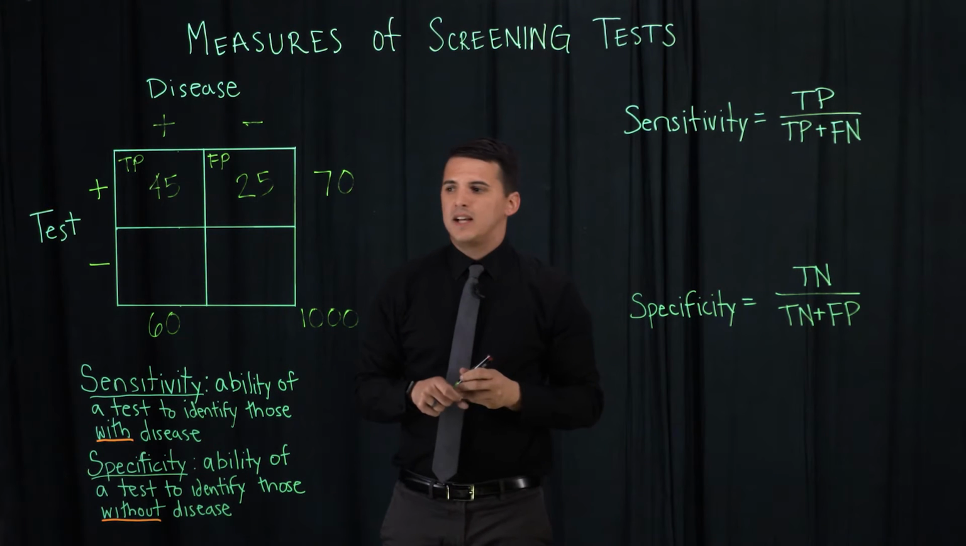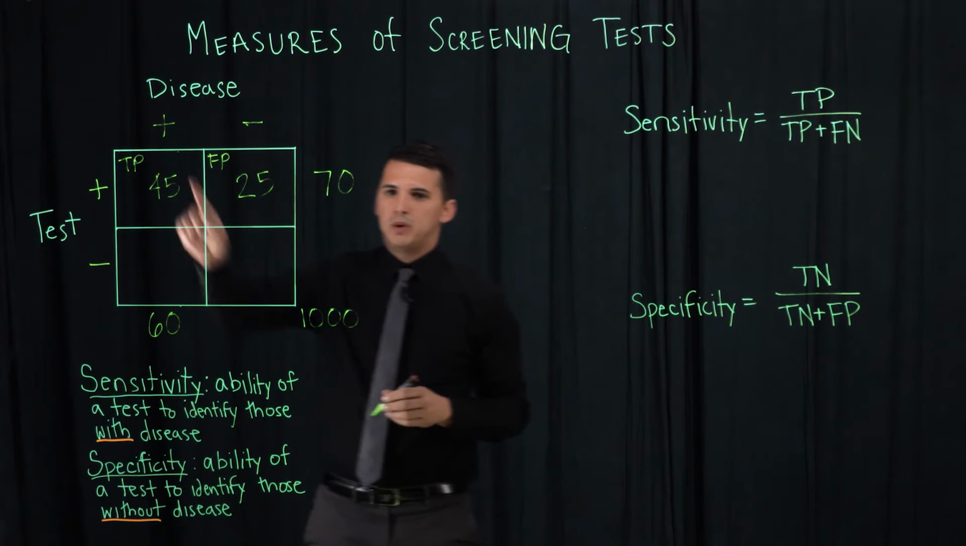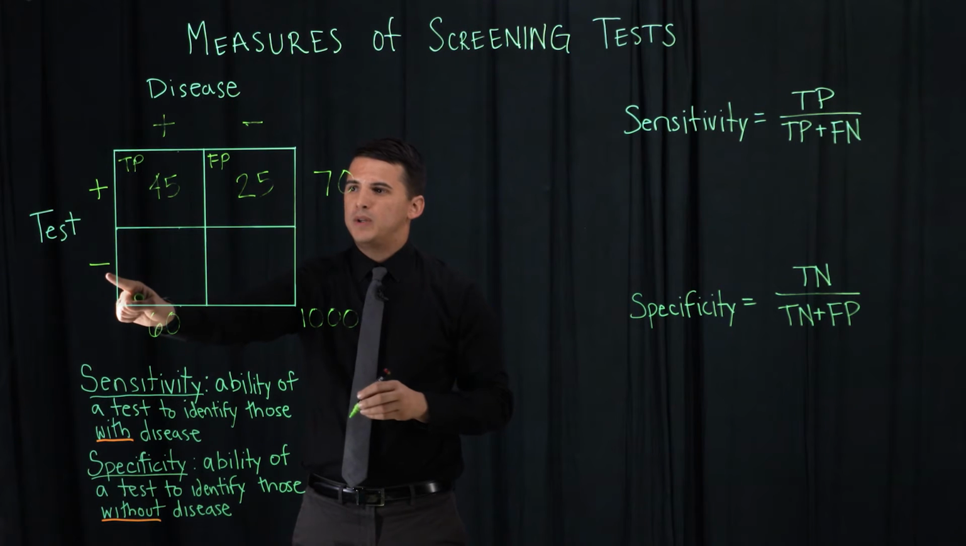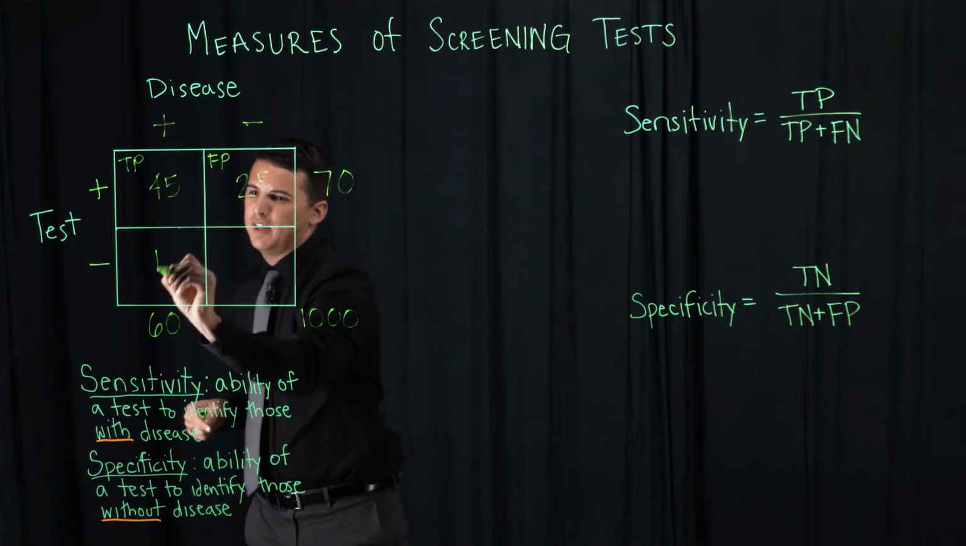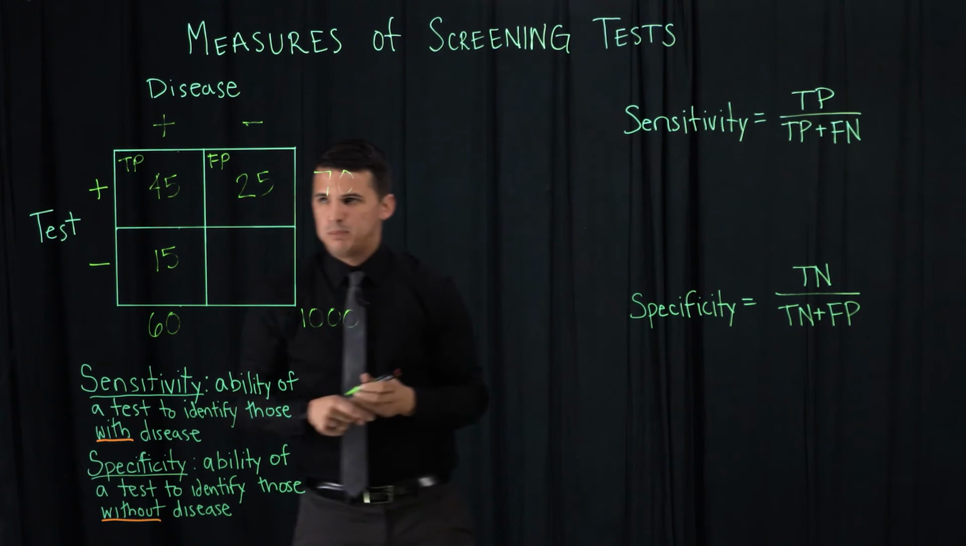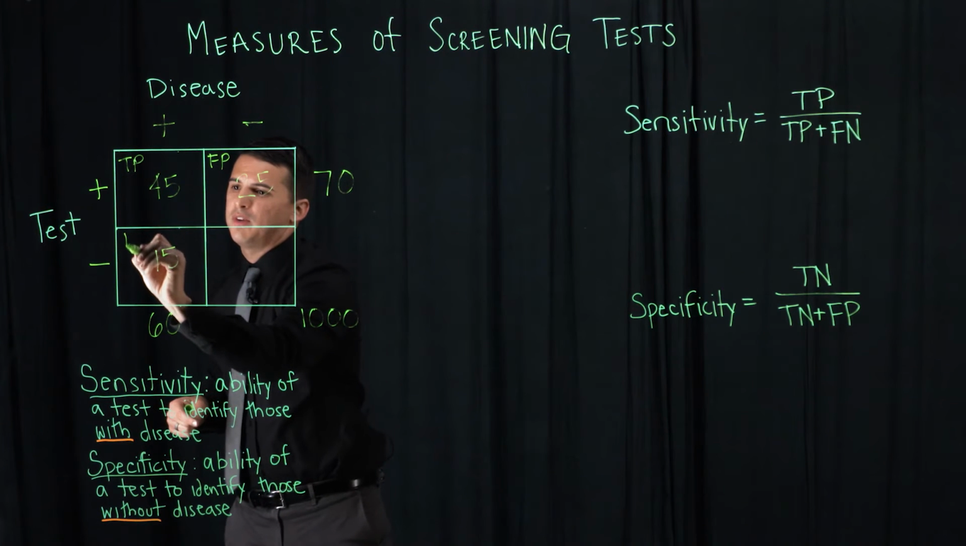And then moving down to cell C, we would be looking at people who have the disease, but who test negative. And if we just fill in our numbers here, that would be 15 people. And we're going to label that false negative.